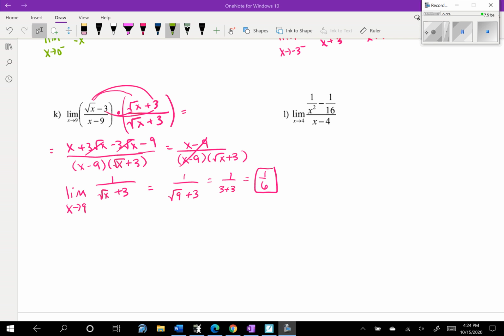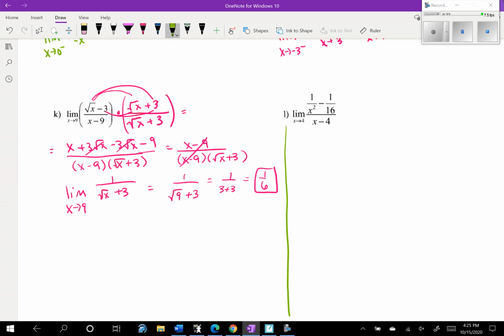Looking at the next one, if I plug in 4, I would get 0 over 0 for this problem if I plug 4 in for x. So that means there's something algebraic we could do in order to simplify this to get rid of the hole in our graph, to find the limit.